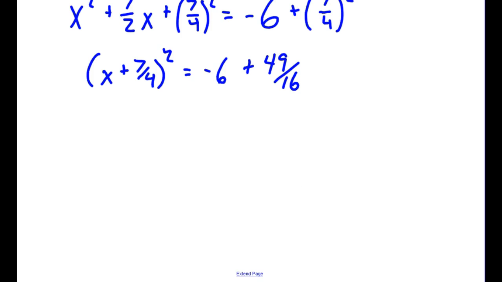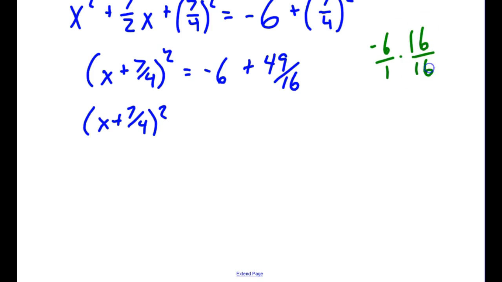We need to simplify the right side of that equation. So we have x plus 7 over 4, that quantity squared. Negative 6, we have to multiply that by 16 over 16. So negative 6 over 1 times 16 over 16. Well, 16 times 2 is 32. 32 times 3, this will be negative 96 over 16. If I take negative 96 over 16 and add to it 49 over 16, this will be equal to negative 47 over 16.